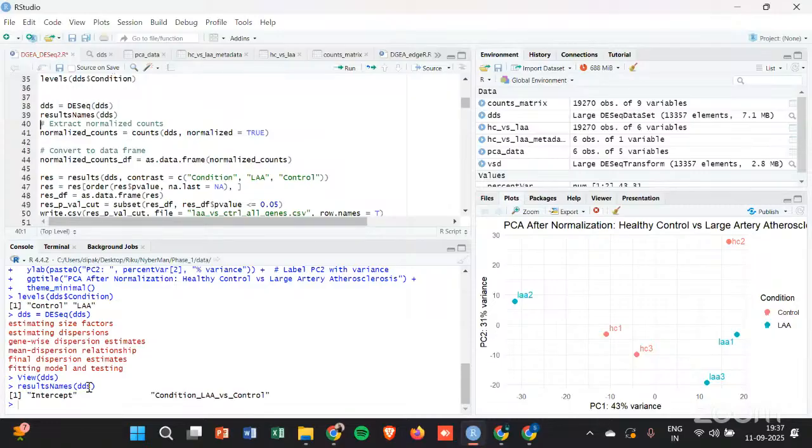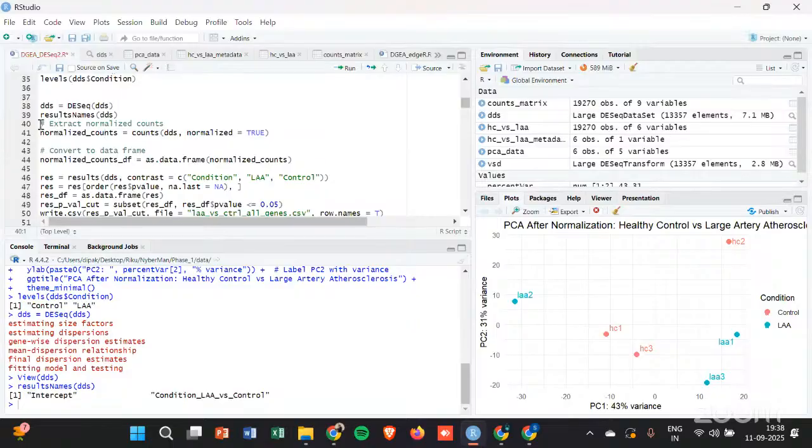When we actually run resultsNames, it basically tells you the condition that it is going to be testing for. So now we can see that the condition it is going to be testing for is LA versus control. Whichever is on the right hand side of versus, this is what DESeq2 is going to be treating as the baseline. Ideally in your scenario, you should also have the control as the baseline, because this is your baseline expression.